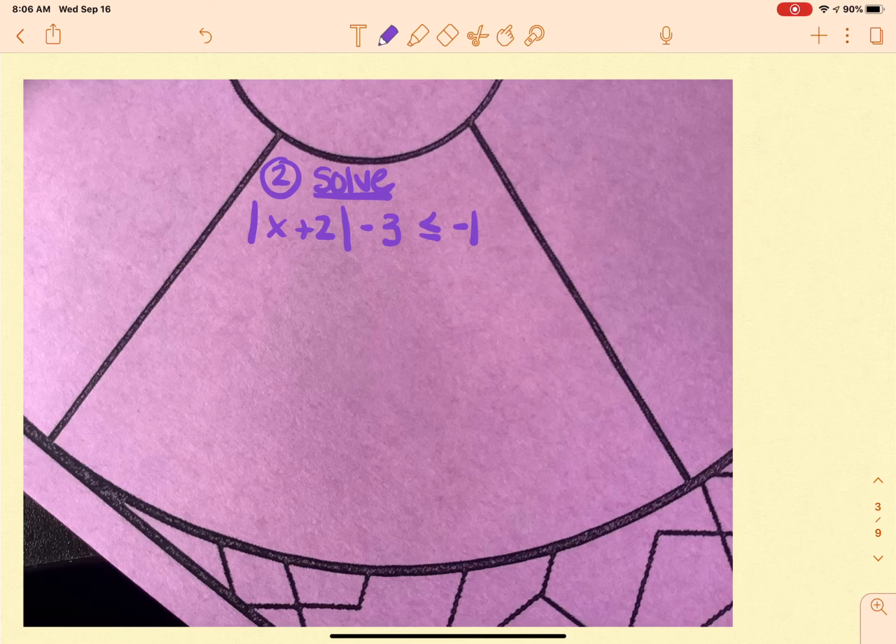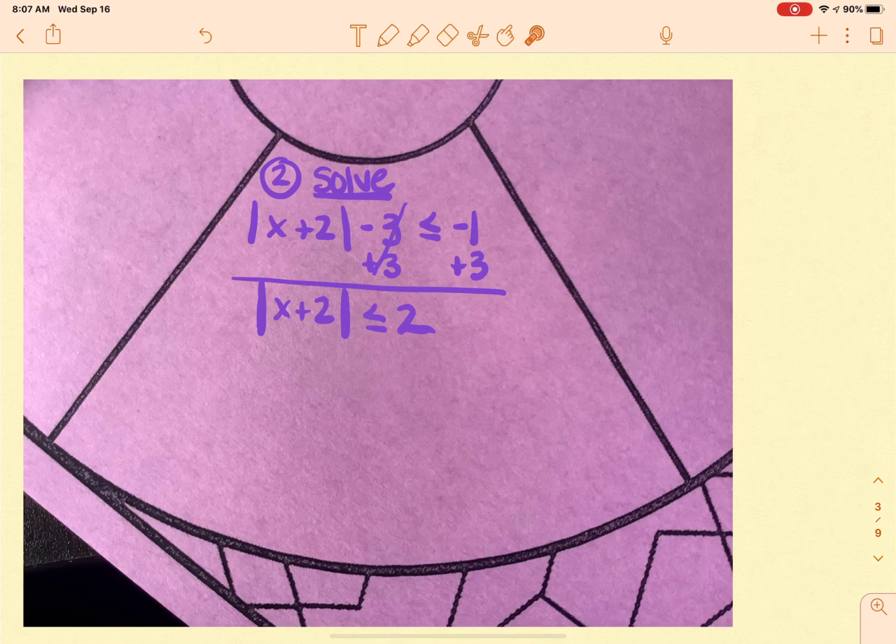Okay, to be able to solve this, I need to get the absolute value by itself. So I'm going to have to move this first. So the opposite of subtracting 3 is adding 3. So I have the absolute value of x plus 2 is less than or equal to, and then -1 plus 3 is going to be positive 2. Now my absolute value is alone. So now I can split them. So x plus 2 is less than or equal to. So all I do is drop the absolute value bars and write it exactly the way it is.